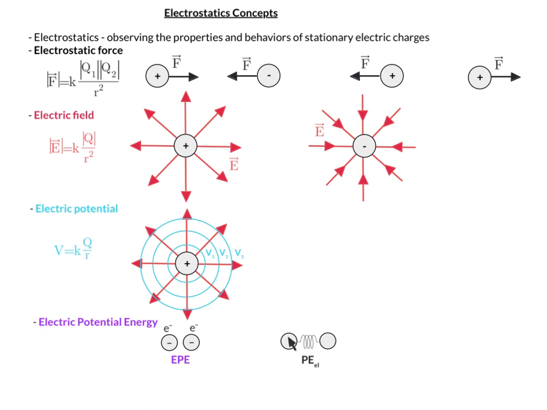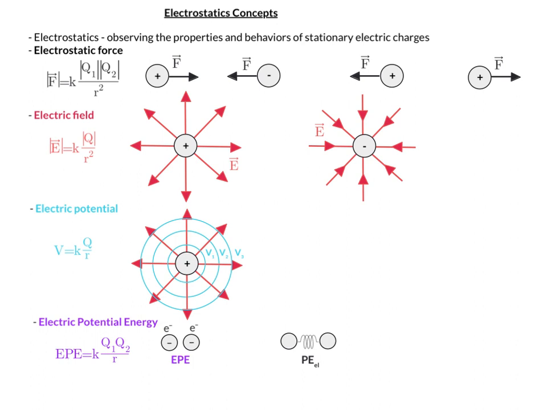Once we let go of these two objects, these two masses, they will shoot out, and the potential energy in the spring is going to be converted into kinetic energy in these two masses. The equation for electric potential energy is given by K, the constant, times the product between the two charges divided by the distance between the charges.